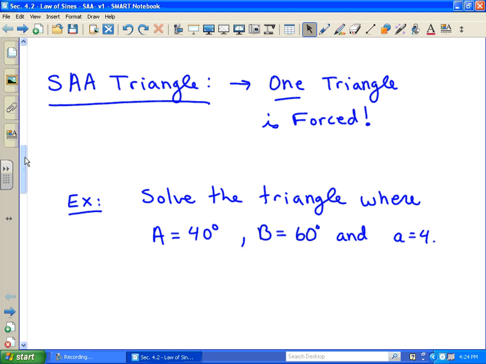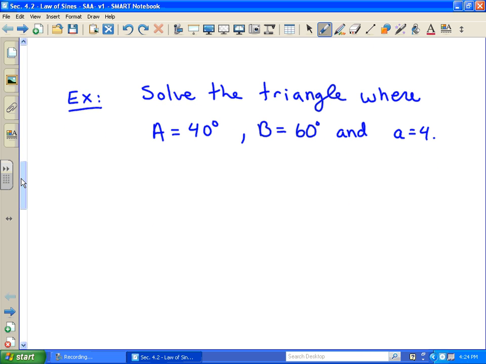To watch for these, make sure that you're looking at problems where you have two angles and then a side opposite one of the angles you've been given. So this situation would be okay if I'd given you A is 40, B is 60 degrees, and then also I could use the same idea if I'd been given side b, because side b would be opposite one of the angles given here. So I recognize this as a side-angle-angle problem.